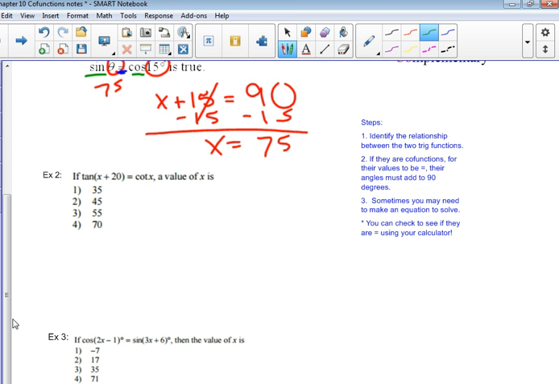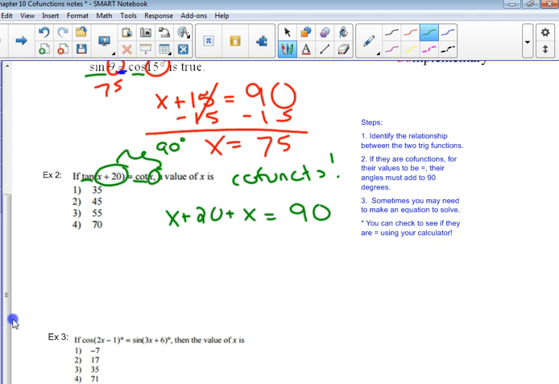Here, tan and cotan are cofunctions, which means that their angle measurements have to add to 90 degrees. So if you want to set up an equation for yourself, this is saying x plus 20 plus x has to equal 90. Let's figure out what x has to be. Plus 20 equals 90.